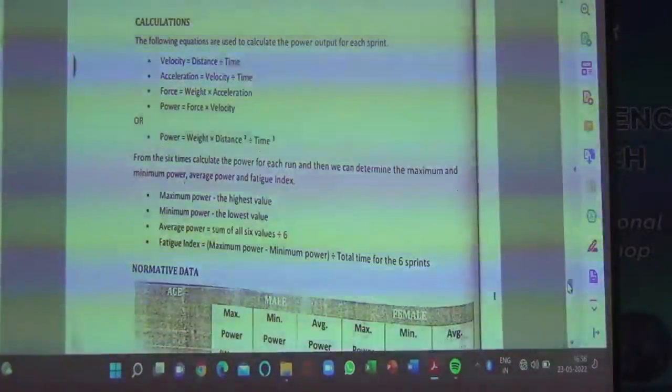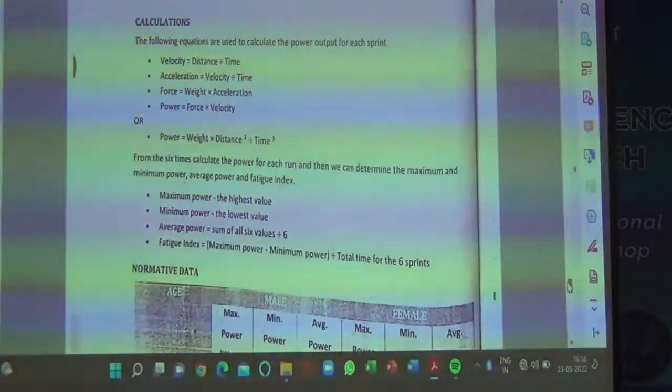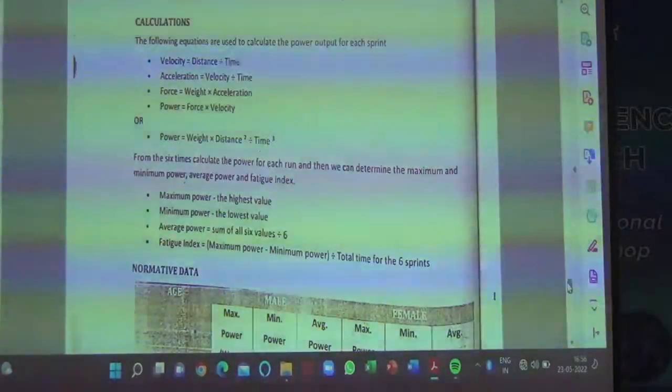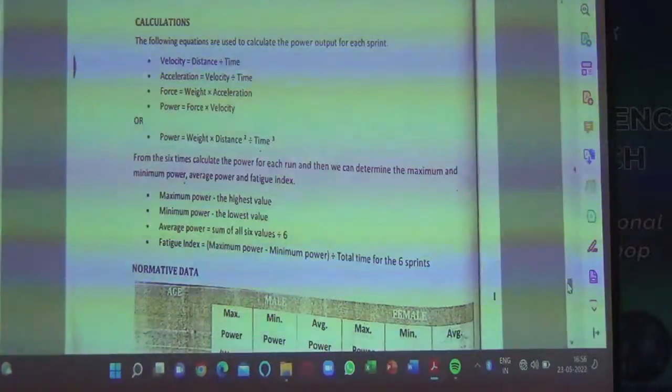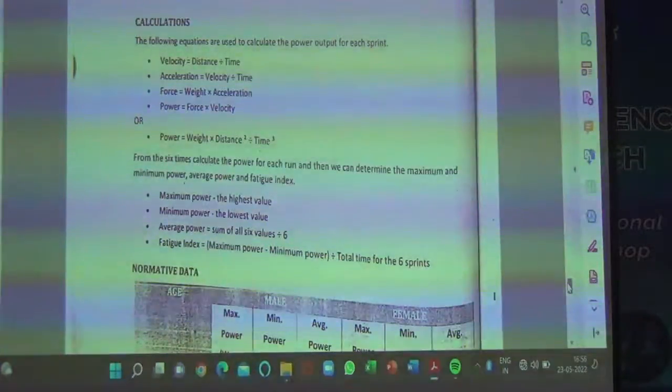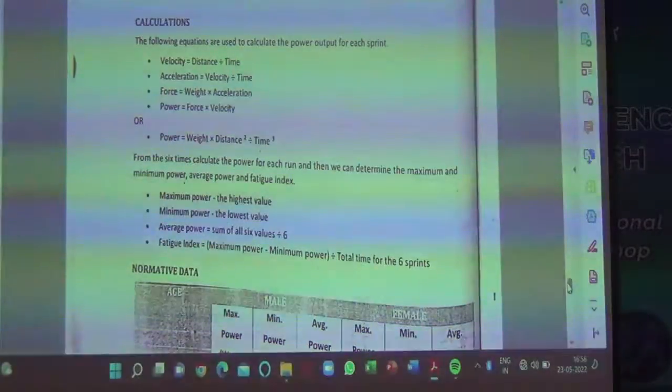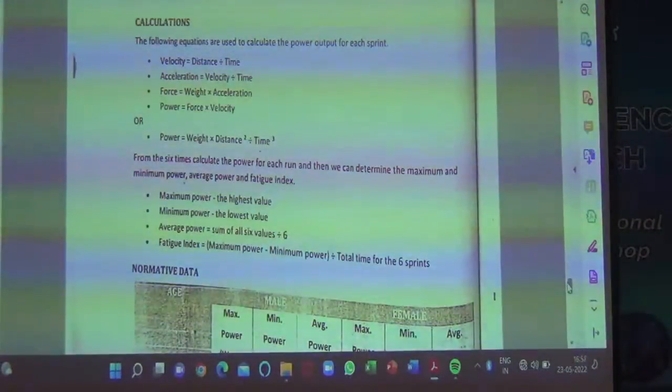You can note down this formula. Everybody, please have your eye on it. Just write down the formula. Starting from velocity, this is a basic 7th standard formula: distance divided by time is velocity, then acceleration. For power, I think I told you some definitions. Now you can see weight into distance squared divided by time cubed. Time cubed, the 3. Put the formula and in this way manually you have to calculate.